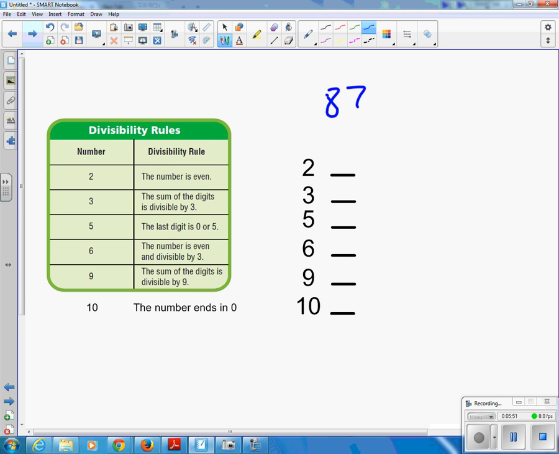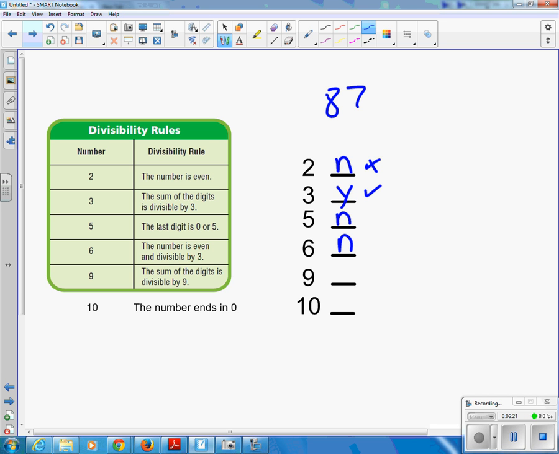Okay, how about 2? The number is not even, so that's a no. 3, let's add. 8 plus 7 is 15. And is 15 a multiple of 3? Yes, definitely. So it is divisible by 3. How about 5? The number ends in a 7, so it's going to be a no. For 6, it has to follow 2 and 3. It doesn't follow 2, but it does follow 3. So unfortunately, that's going to be a no.